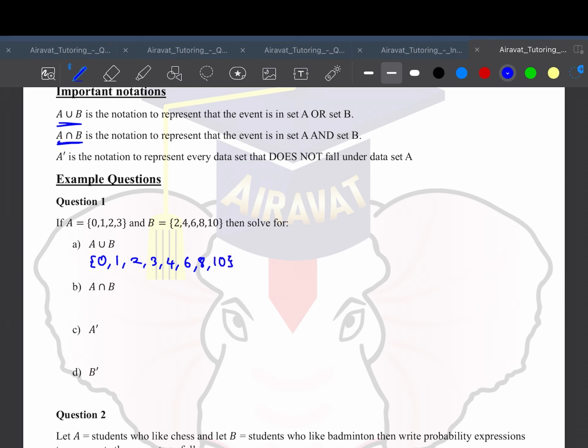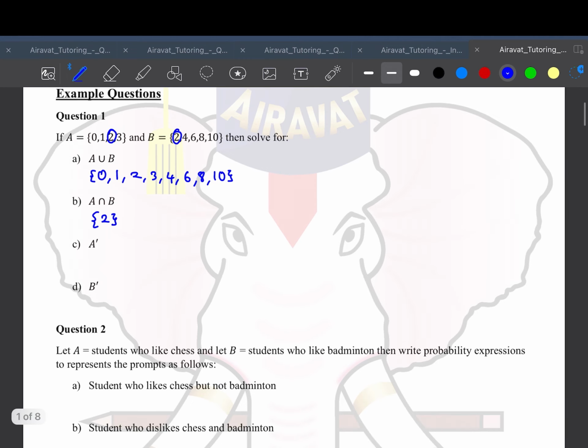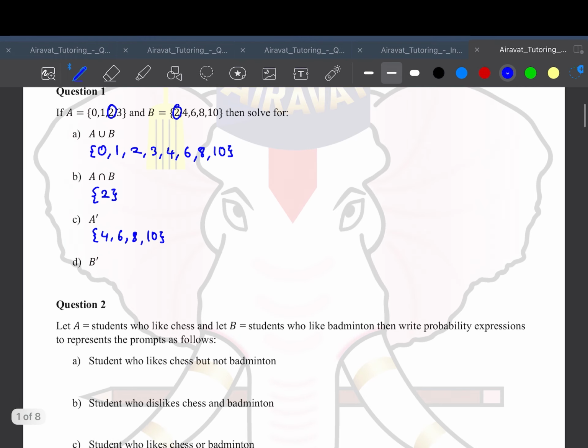A intersection B, or in other words a common digit or a common thing between dataset A and dataset B. Well, there is only one clear common number, it's just going to be 2. So our answer is just 2. A dash again is just every other number that is not in dataset A, meaning it's just going to be 4, 6, 8 and 10. Again, we can't include 2 because 2 is also present in dataset A and we want every number that is not in dataset A. So next, move on.